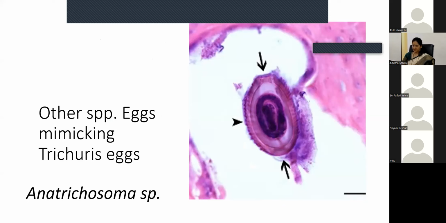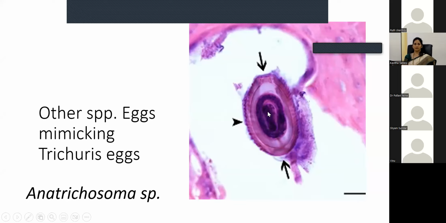There are certain other eggs which mimic those of Trichuris, called Anatrichosoma eggs. Here you can see Anatrichosoma eggs. These are tissue-dwelling nematodes that rarely infect humans. They are basically associated with wild primates or rodents. They show polar plugs, as you can see with the arrows, but their shell is striated, and you can see the coiled larva inside.